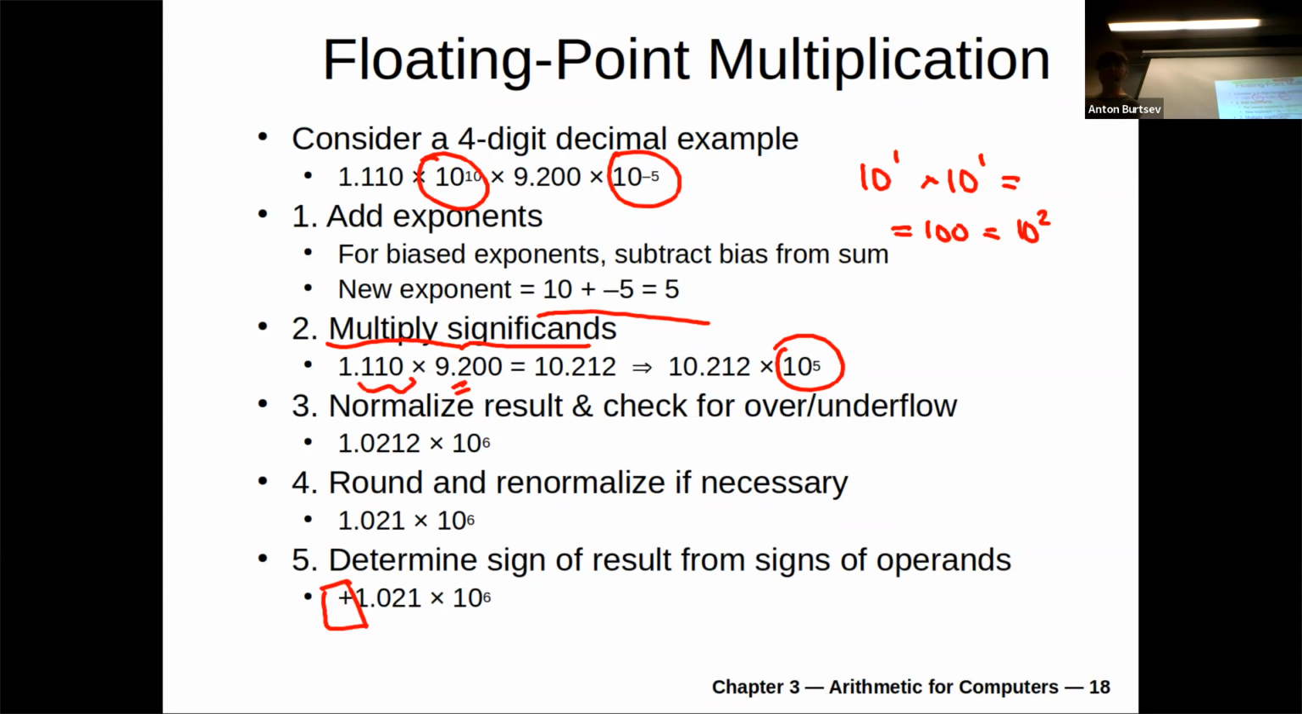Why do we normalize after? Does it say subtract bias from the sum? But would it always have... That's a good point. I forgot to explain.